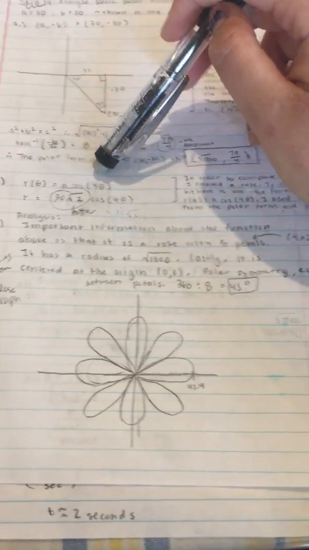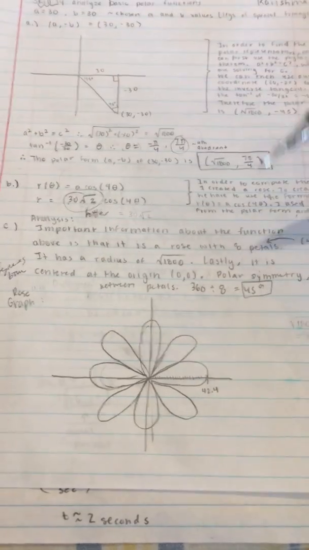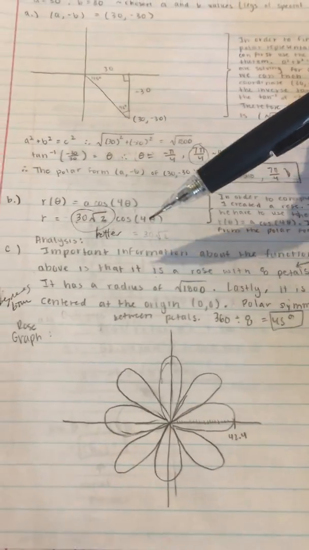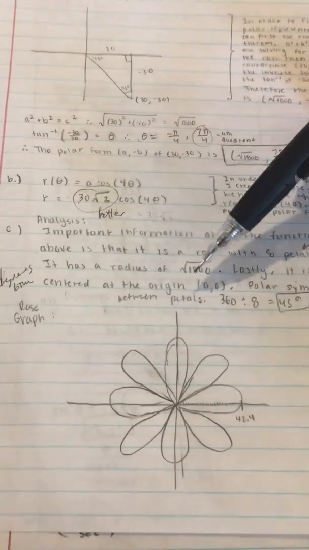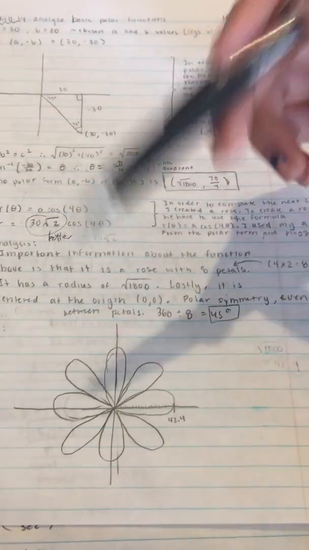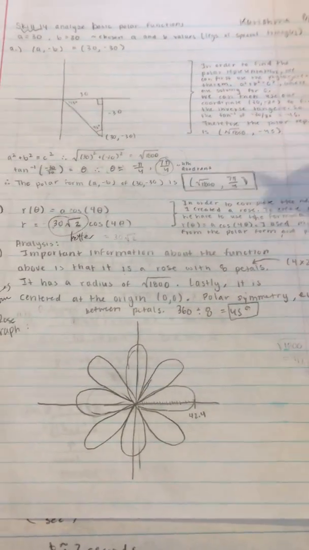So it is a rose function with 8 petals because 4 times 2 equals 8, and that's how you double 4. And it also has a radius of 30 root 2 or root 1800. And then lastly, it's centered at the origin. It has polar symmetry, it's even.